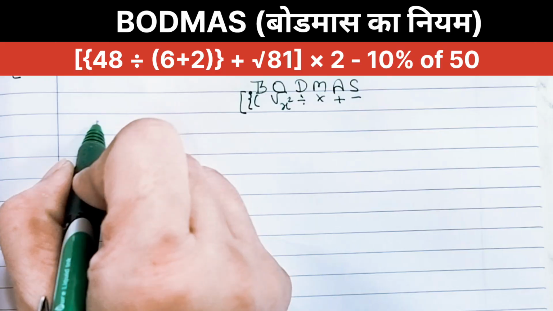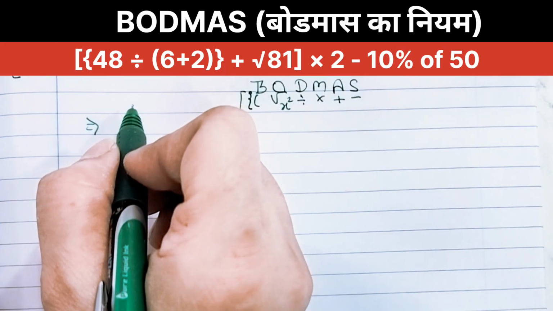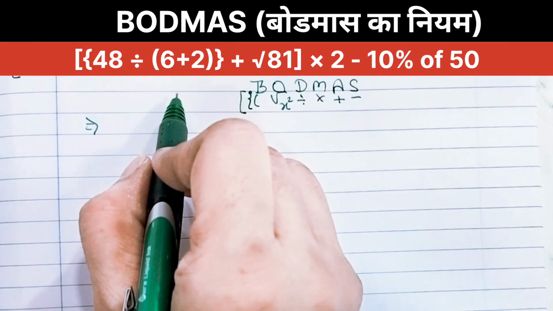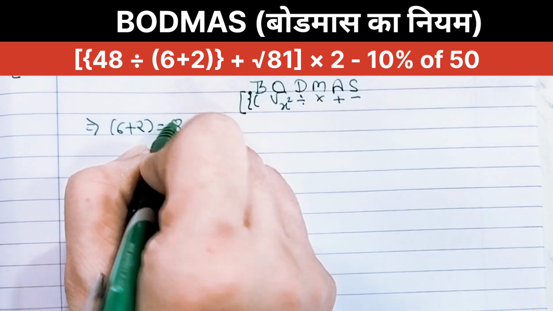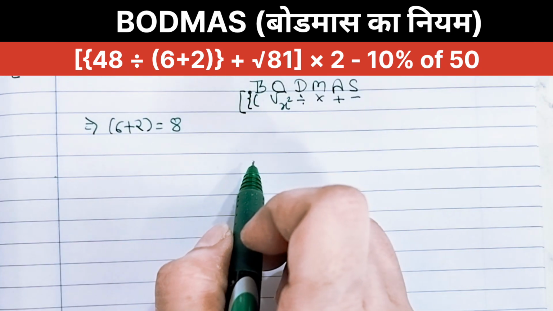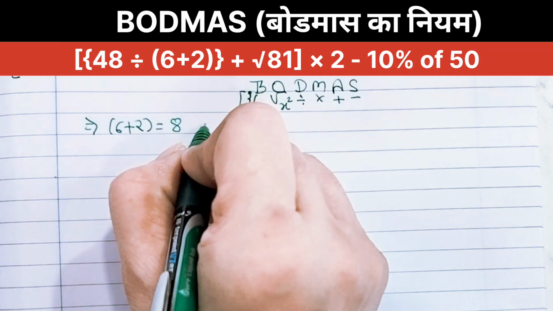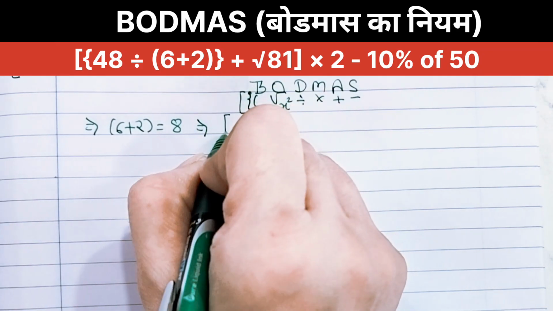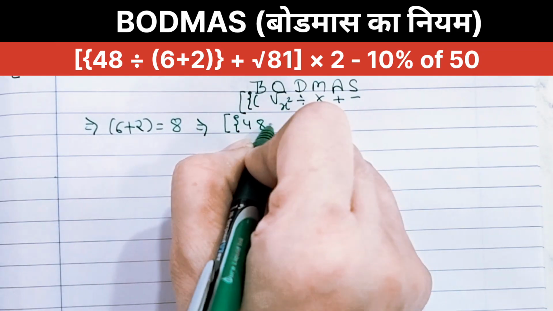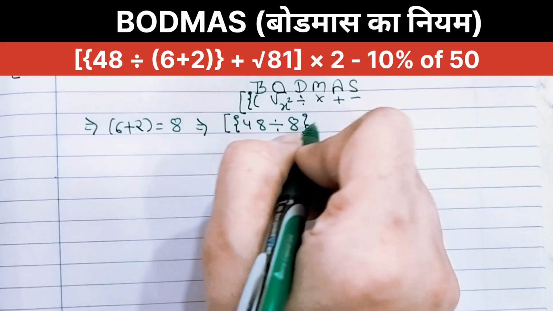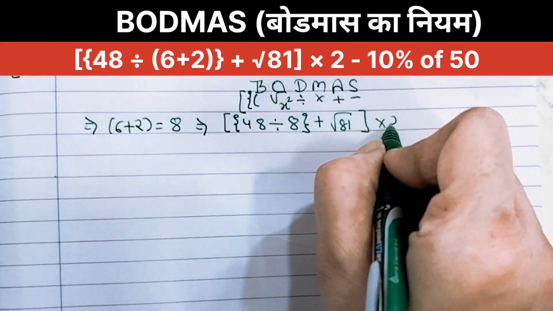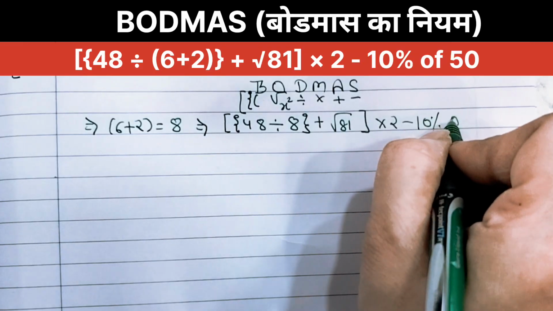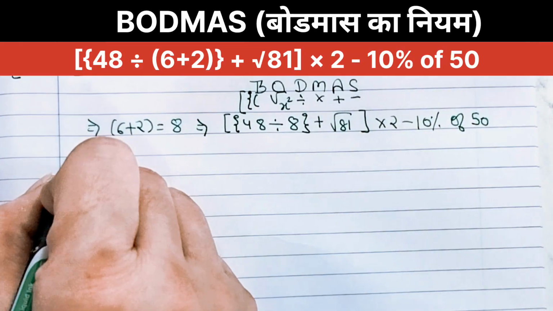Now the first step, we solve the innermost parentheses. In this expression the small parenthesis, the small bracket, is 6 plus 2, and according to this we'll get 8. According to this step innermost brackets always come first, and now the current expression becomes square bracket, curly bracket 48 divided by 8 curly bracket, plus root 81 square bracket, multiplied by 2 minus 10% of 50. Move to the next step.